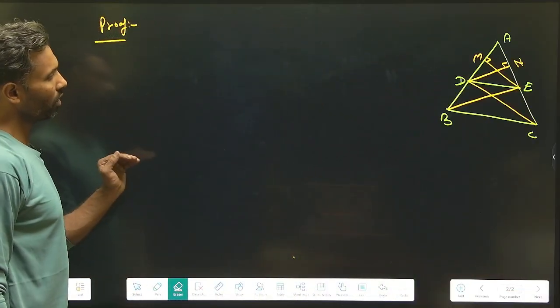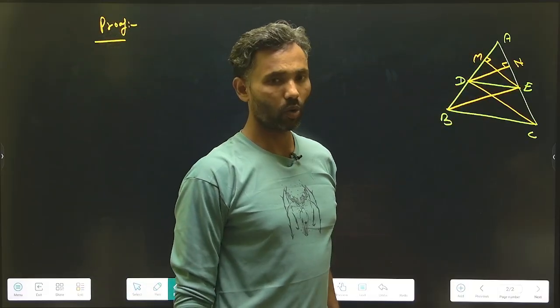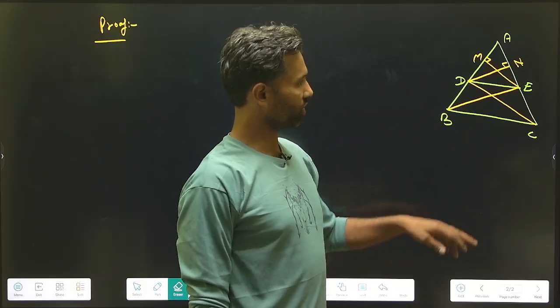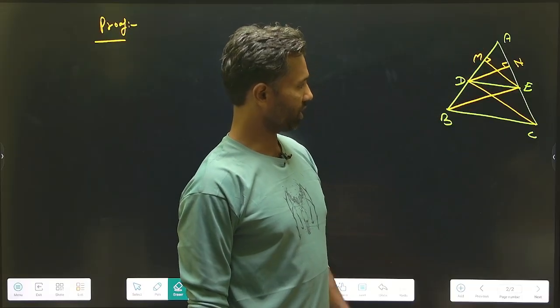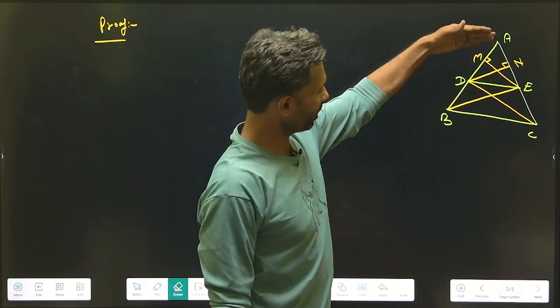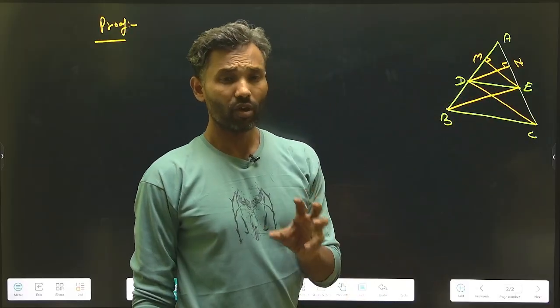To prove this, I have drawn the diagram over here again. In the yellow line segments, the constructions have been marked here. The constructions were EM perpendicular to AB and DN perpendicular to AC. D and C are joined, B and E are joined, and we have to prove that AD upon BD will be equal to AE upon EC.